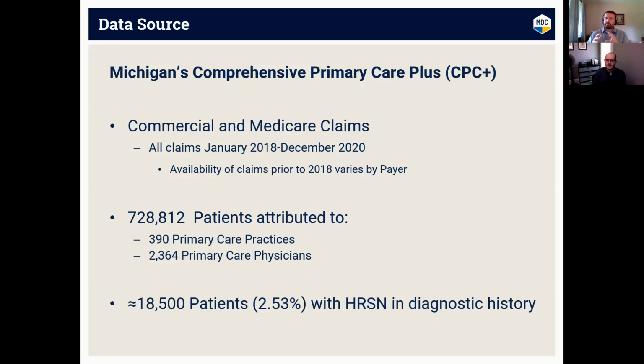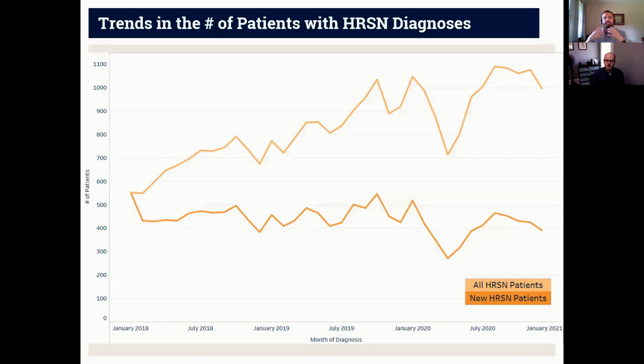And that prevalence is actually right in line with what Wyatt had observed with his data source. And while this prevalence is low, suggesting that Z codes aren't being utilized too frequently, we did find evidence that their use is increasing over time. So the top line here shows the total number of patients with a claim with a social needs diagnosis every month, and the bottom line are patients being diagnosed for the first time. So every month we're identifying and diagnosing between 400 and 500 new patients with a social need.